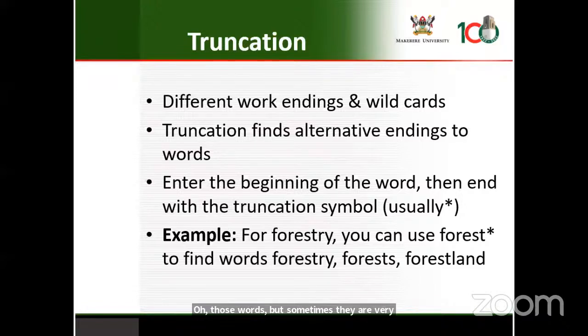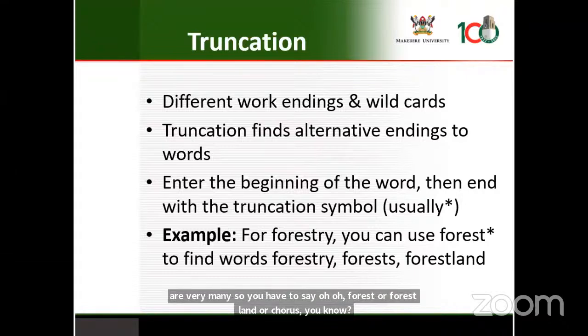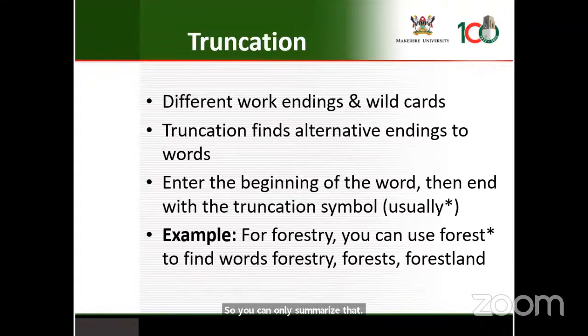You could as well write all those words, but sometimes there are very many, so you have to say forest, or forests, or forest land, you know? So you can summarize that by writing just the root word forest, and you put that asterisk, and the system will bring all those words that start with forest but end differently. Is it clear? So that is how we truncate, and we shall look at examples.